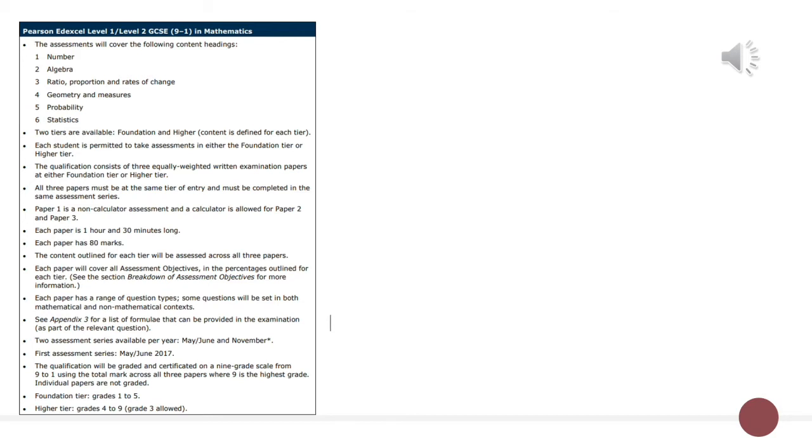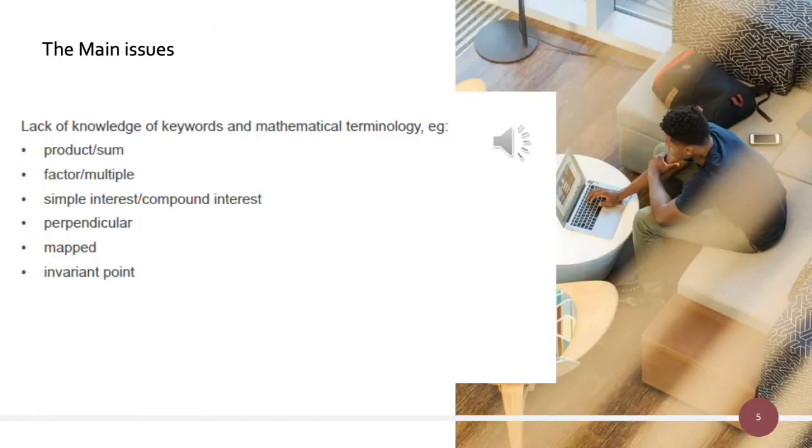Before we go through how we can help your son or daughter, it's important to understand the main issues that learners face. One of the main issues for learners in the exams is actually the interpretation and lack of knowledge they have around key mathematical terminology. For example, they often don't know the difference between product, factor, multiple, the difference between simple interest and compound interest, what is perpendicular, mapped or invariant point.